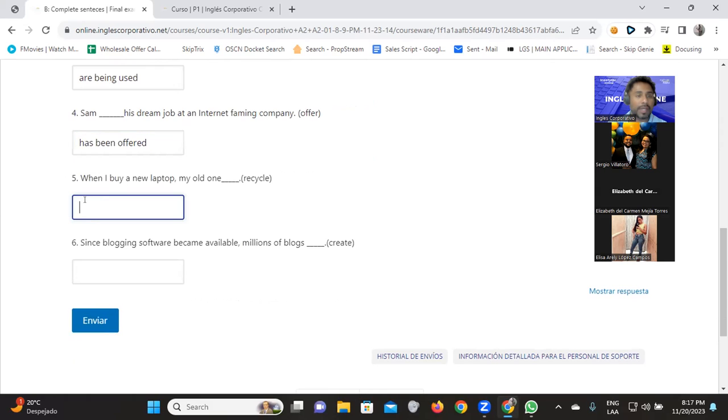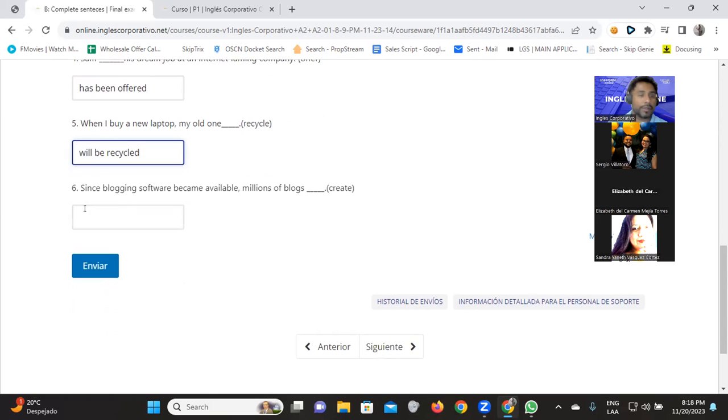Number five, when I buy a new laptop, my old one will be recycled. Will be recycled. Thank you. Number six, is going to be recycled. Yes. Okay. It's correct.